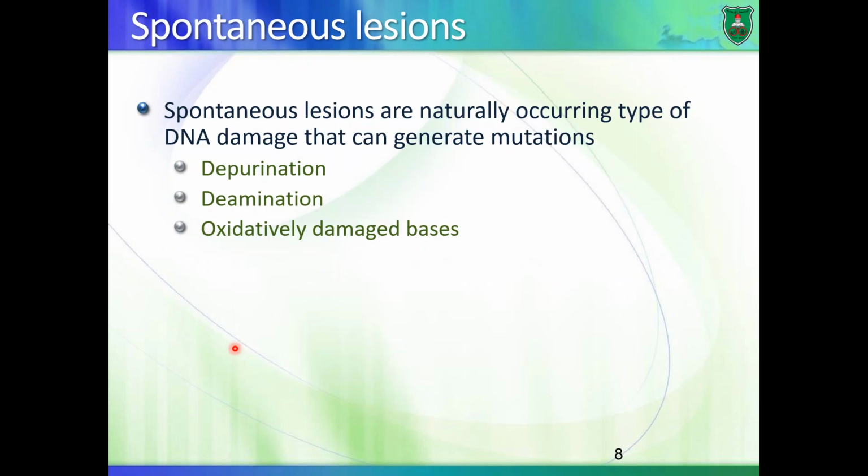You can also have spontaneous lesions. That is, the DNA is damaged spontaneously inside the cells without any external factor. And there are different types of spontaneous lesions. You can have what is known as depurination. That is, D means removal of. So removal of a purine. You can have deamination, removal of an amino group. Or you can have lesions that result from oxidatively damaged bases.